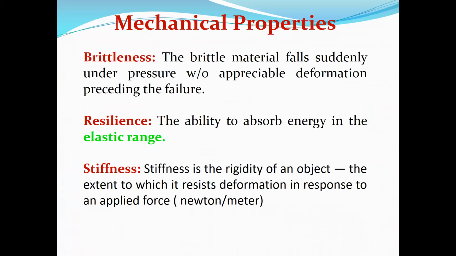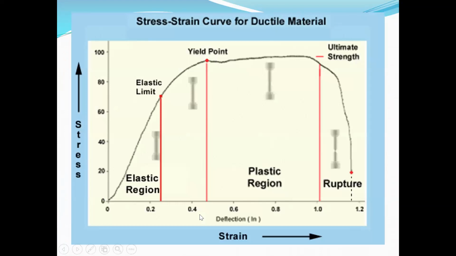Then stiffness, it is the rigidity of an object. That means the extent to which it can resist deformation when a force is applied. So how much force it can resist, that is called stiffness. This type of slide will be seen in steel and also in the stress strain chapter.